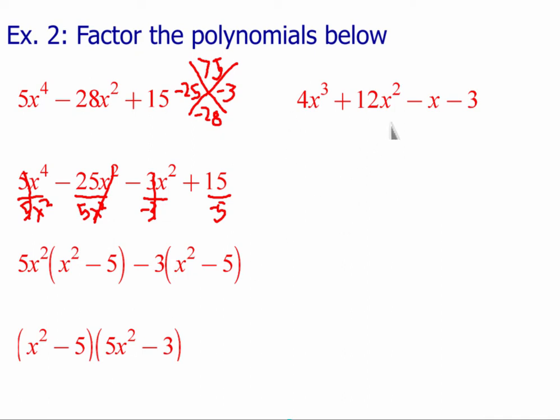All right, this one over here, 4x cubed plus 12x squared minus x minus 3, this is a 4-term polynomial, meaning I can skip this whole step of splitting up my middle term. I just want to work with the 4 terms I'm already given. So I'm going to look at my first two terms, and I'll say, okay, the greatest common factor of 4x cubed and 12x squared is 4x squared. 4 goes into 4 and 12, x squared goes into x cubed and x squared. So I'm going to divide each one of these by 4x squared.